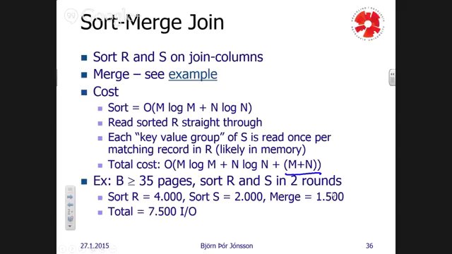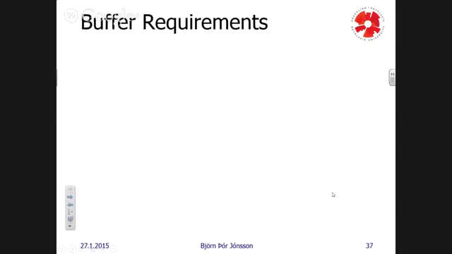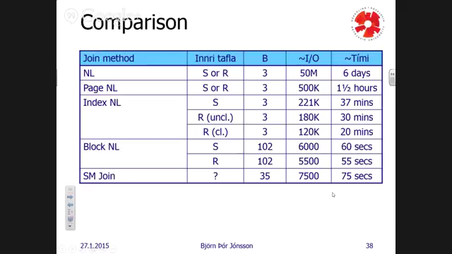So again, from the formulas, you have to go through this. We'll go through the buffer requirements in a bit. So you can see that the sort merge join for this very simple case is very competitive. It's using fewer buffers, with similar cost.